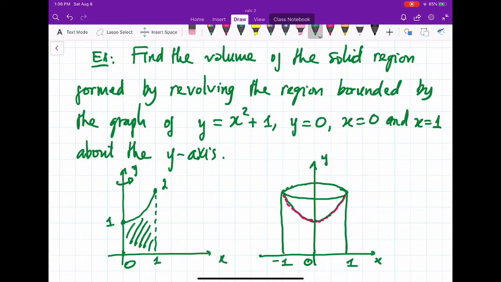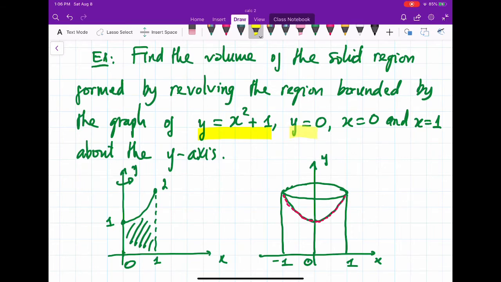In the following example, we consider the solid region formed by revolving the region bounded by the graph of the function y equals x squared plus 1.